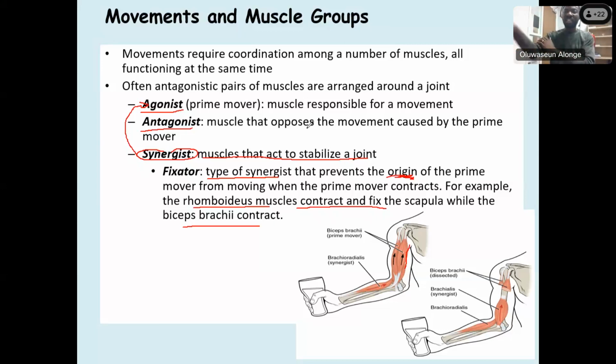So for flexion, the agonist is the biceps, this will be the synergist, and the tricep is going to be the antagonist. But if you are doing the other way and you are extending, the tricep becomes the agonist, because the tricep is now the one contracting at that point.